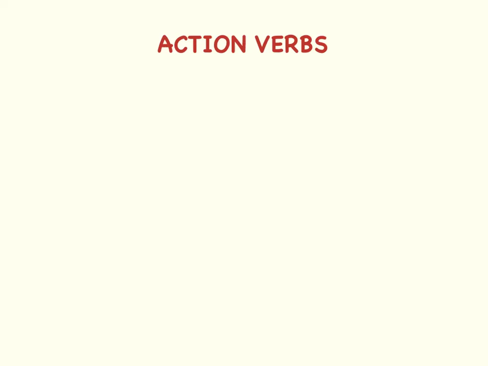And there are two types of verbs. There are action verbs, and then there's another verb called a helping verb. We're going to learn about helping verbs in a later lesson. Today we're going to focus on action verbs. Can you tell me what the two different types of action verbs are?